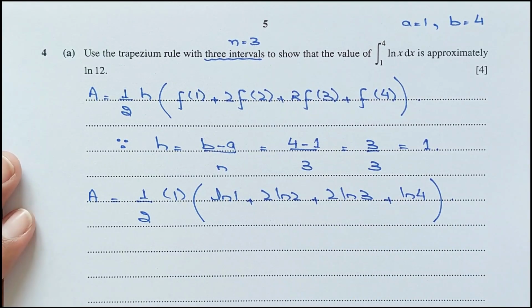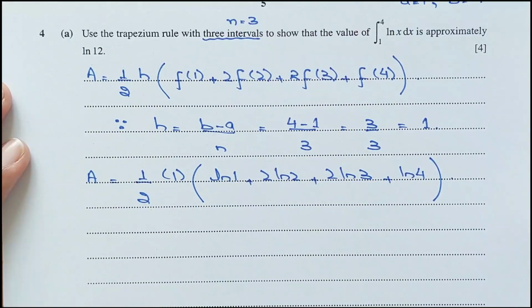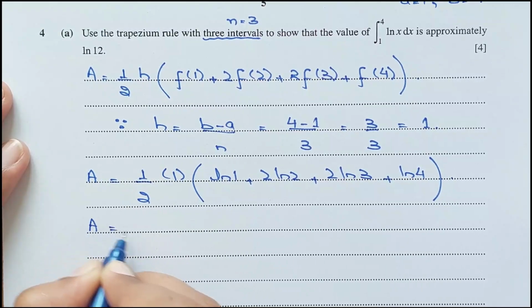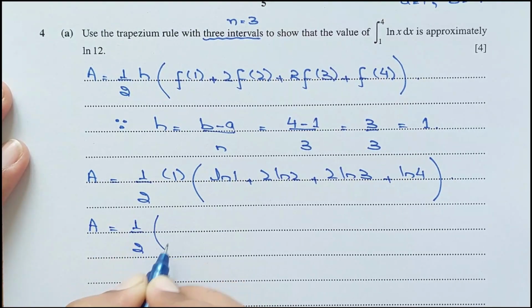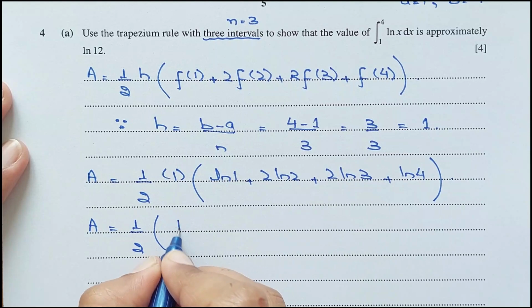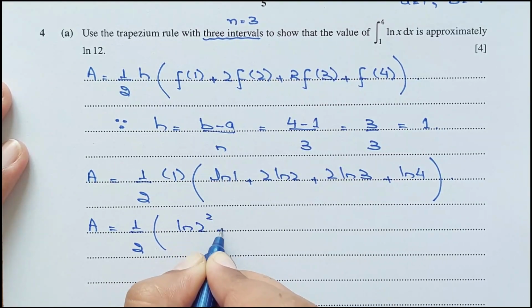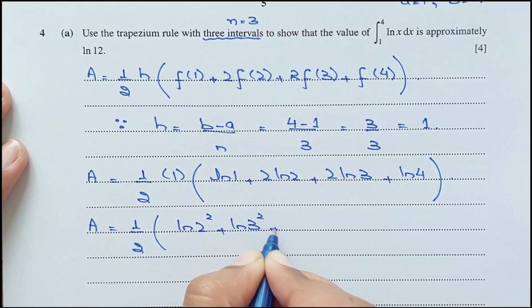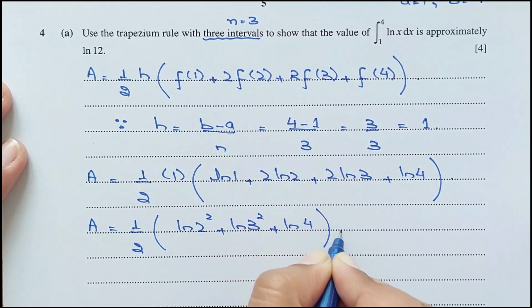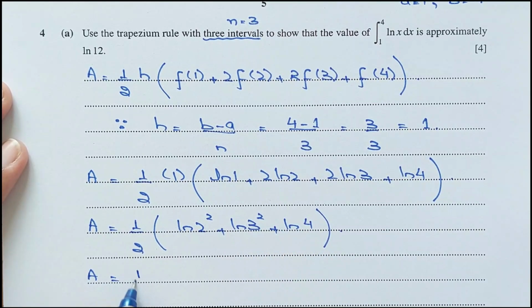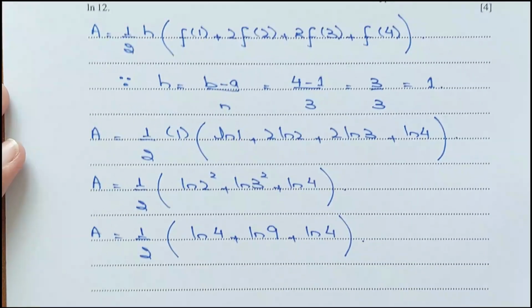Right, let me simplify this. This would be 1/2. ln 1 is just 0. So ln 2², ln 3², ln 4, right? 1/2 of ln 4, ln 9, ln 4. So we need to do the product here.